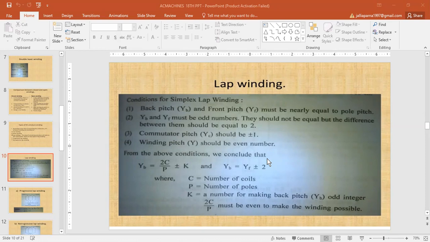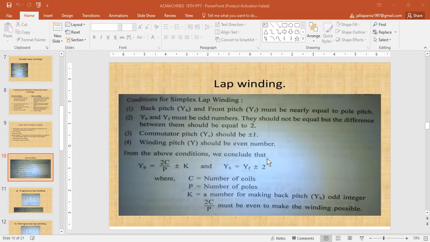So the condition for the simplex lap winding: back pitch YB and front pitch YF must be nearly equal to the pole pitch. YB and YF must be odd numbers. They should not be equal, but the difference between them should be equal to 2. Commutator pitch YC should be plus or minus 1. Winding pitch Y should be an even number.